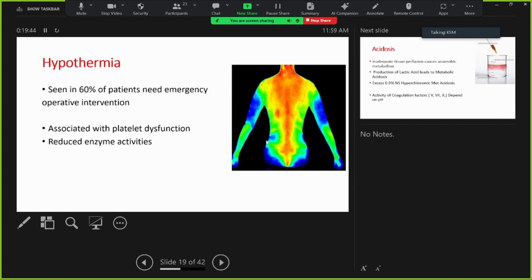So a little bit of hypothermia. When it comes to hypothermia, it will cause platelet dysfunction, and it will cause reduction of enzyme activities, which can lead into coagulopathy.